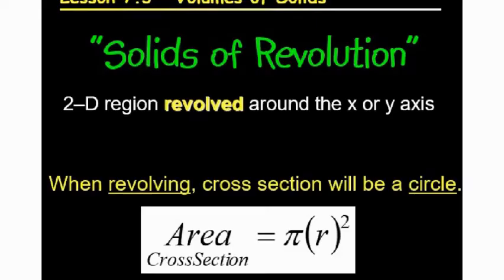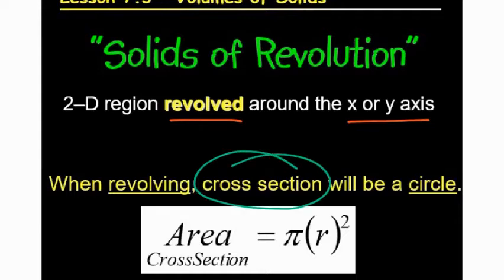So I hope you were able to see from those animations that a solid of revolution is just that. It's when a two-dimensional region, a two-dimensional space, is revolved or rotated around the x or y axis. And when you do that rotation, you actually create a solid object. Now, just like we did in the last section, solid objects have volume. And to find the volume, we're going to need to think about the cross section.